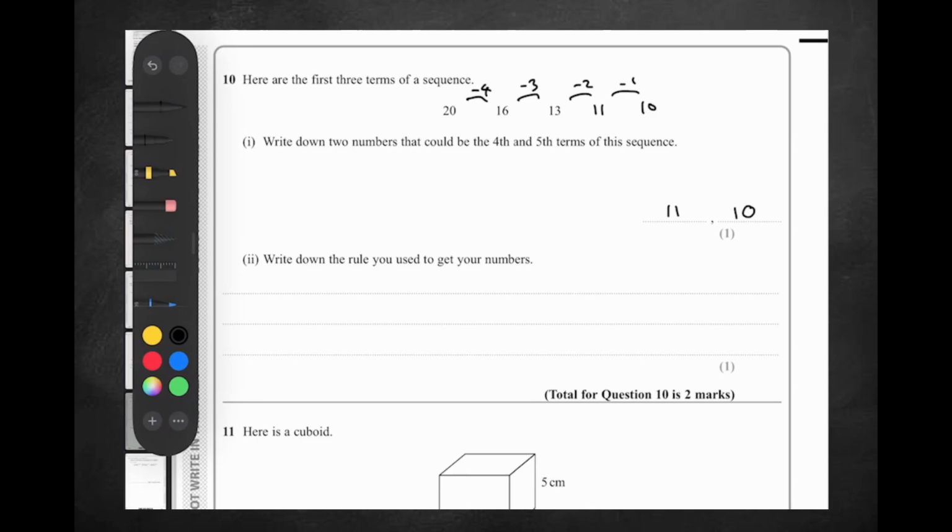Write down the rule you use to get your numbers. It will be take away 4, then take away 3, then take away 2, then take away 1, etc.